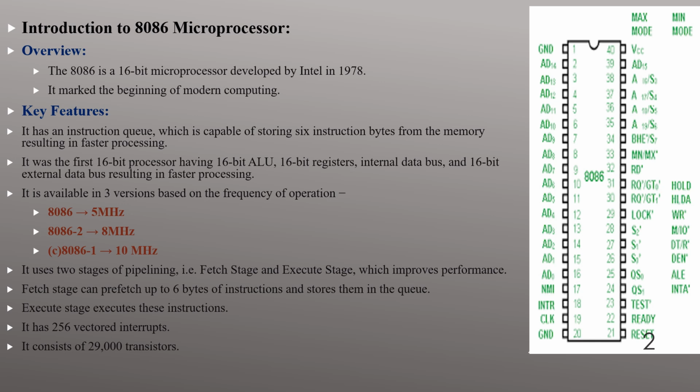Next point in key features is interrupt handling. In interrupt handling, the 8086 supports 256 vectored interrupts, allowing for efficient handling of various interrupt requests. And the last one is the transistor count. The microprocessor consists of approximately 30,000 transistors, showcasing the complexity and capability of its design. And next part, the next slide.